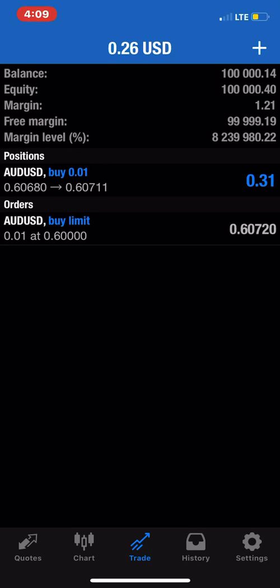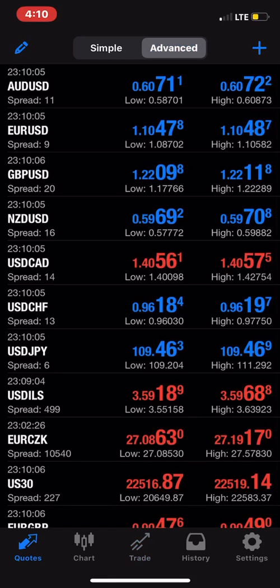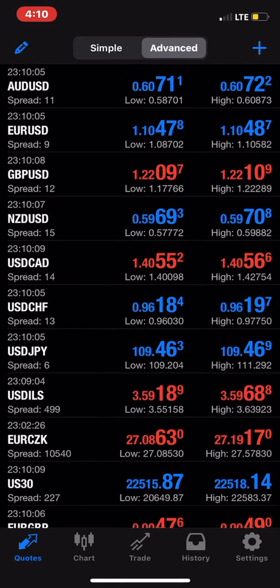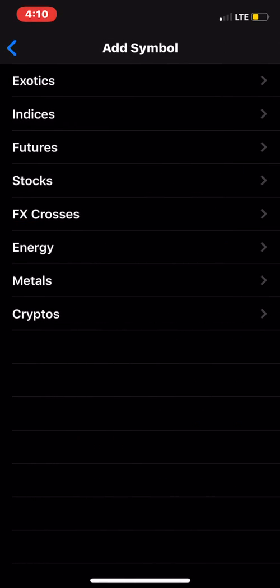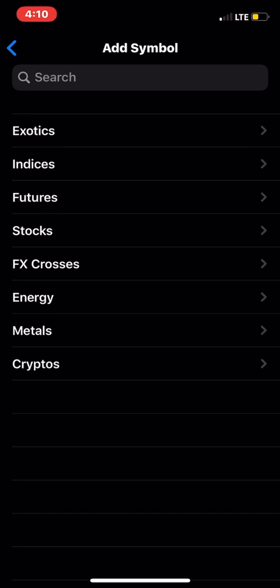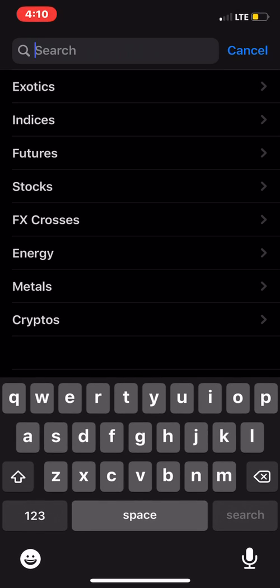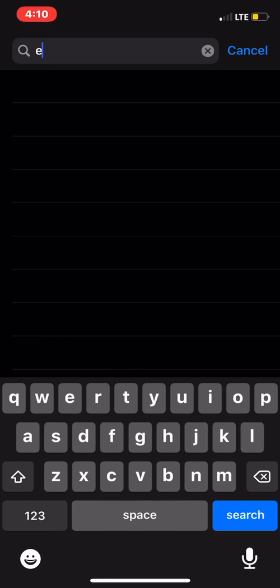So let's also go over two more things. The first thing I want to go over is how to add a currency pair if you don't see it in your quotes section. So you would just go to quotes at the bottom left-hand side. And if they give you a currency pair that you don't see, you would just tap the plus button at the top right corner. Hold the screen down and just slide it a little bit till you see the search bar. Type into the search bar the currency pair that you're looking for.